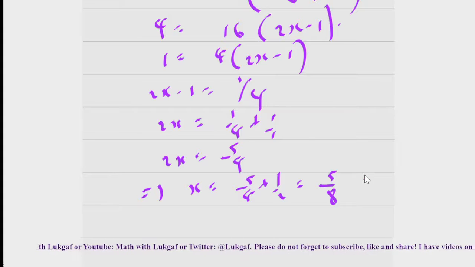So you will see that this is how we solve a surd equation. Just get rid of the radical and solve the corresponding equation.